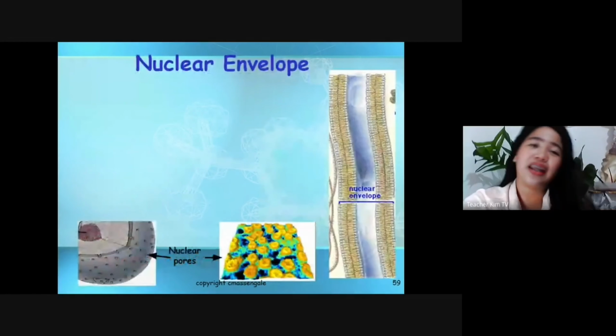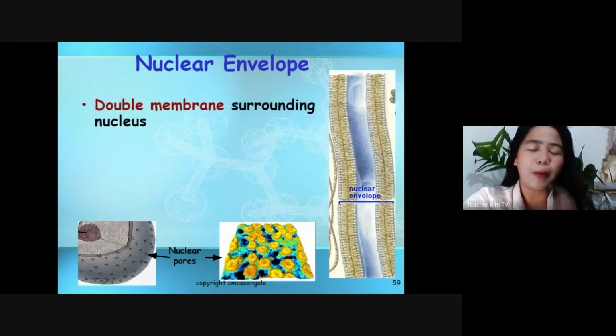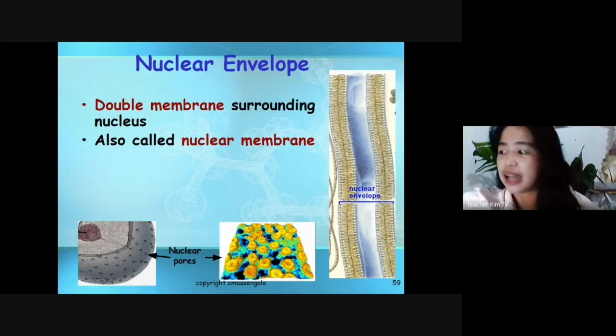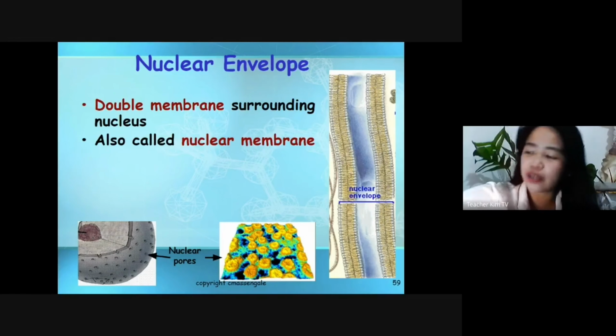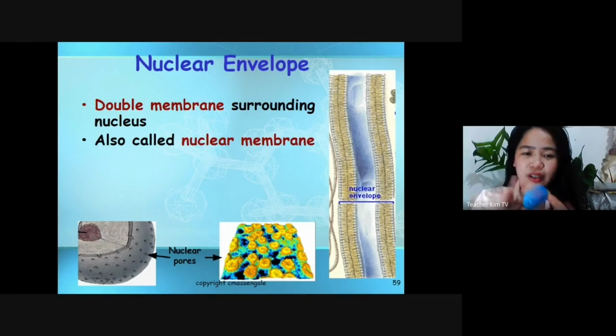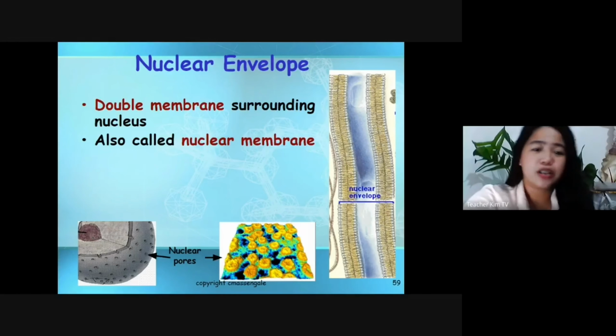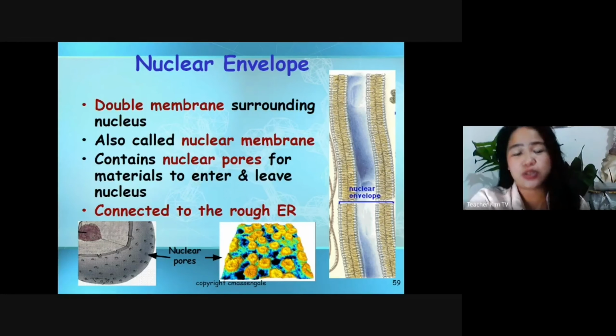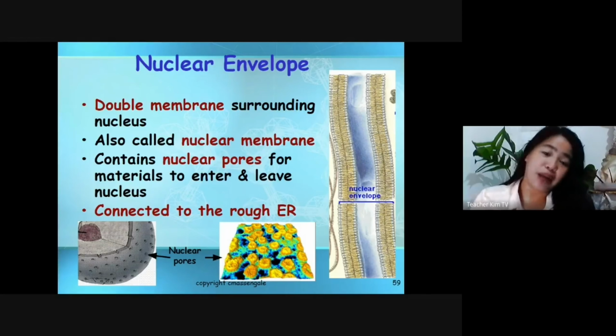So, that's why it is the control center, dahil andun ang DNA, andun ang genes sa loob niya, nandun ang chromosomes. So, kung mapapansin niyo, here we have the nuclear envelope. So, yun yung nakapaligid sa nucleus, yung gilid niyan, that would be the nuclear envelope. So, it contains nuclear pores for materials to enter and leave the nucleus. So, usually, ang dumadaan dito is yung ribosome. Paglalabas sila, dadaan sila sa nuclear pore.